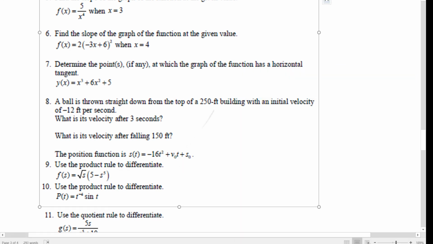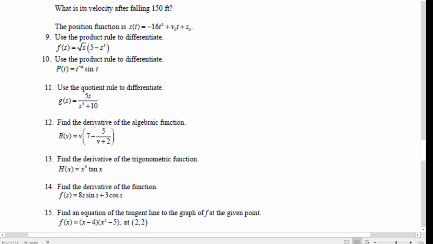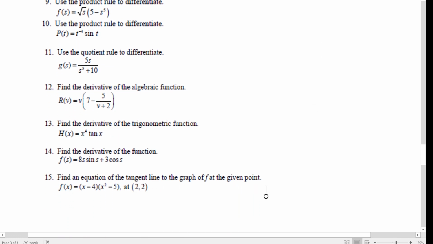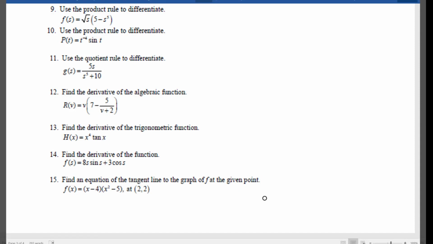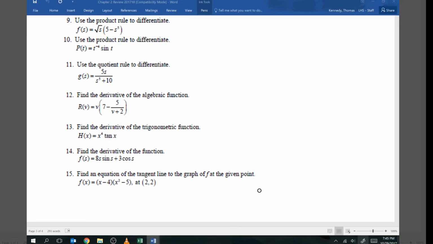Alright. To the more of Nicole's list, since she's very organized. 12 and 15. Alright, so 12 is a mess. So 12, we have the lovely situation where we have a product rule and a quotient rule, unless we distribute the v right away, which I am definitely going to do. So I can write this equation as 7v minus 5v over v plus 2. And now I just have an easy derivative and a quotient rule.